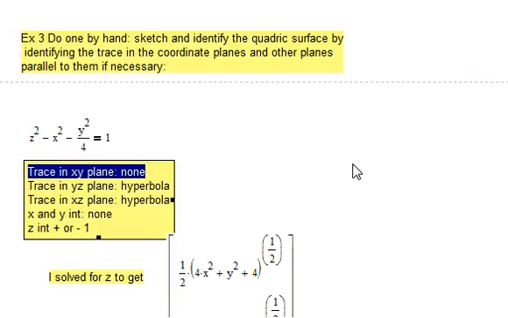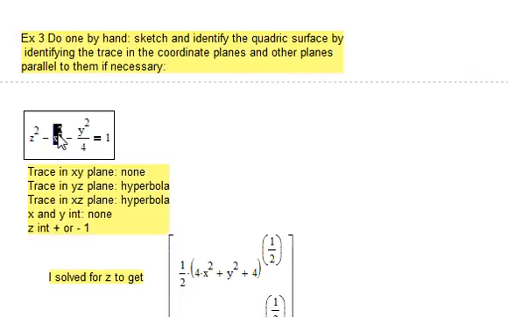Is there a trace in the yz plane? Well, if there is, then x would be 0, and z squared minus y squared over 4 equals 1 is a hyperbola. Is there a trace in the xz plane? Well, that means y would be 0, and z squared minus x squared equals 1 is a hyperbola. So it's a hyperbola in these two places.